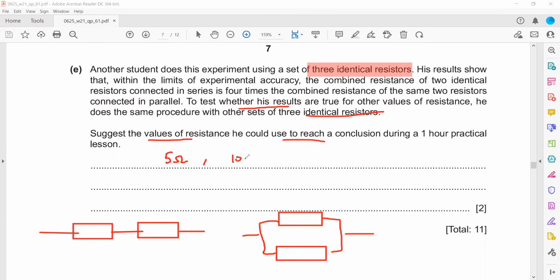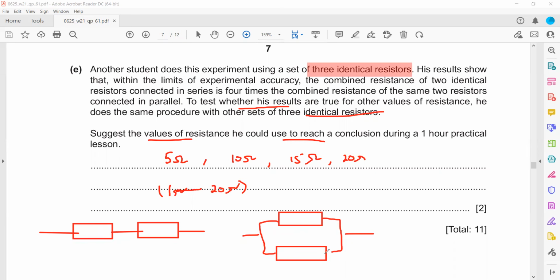He can use resistors of 10 ohms. He can use resistors of 15 ohms. And he can use resistors of 20 ohms. Like first all 5 ohm resistors, then all 10 ohm resistors, then all 15 ohm resistors, and then all 20 ohm resistors. So you can mention that he can select any value of resistance from 1 to 20. Any value he can select, and at least 4 sets should be there. So you can select any value like all 5 ohm, all 10 ohm, all 15 ohm, or all 20 ohm.